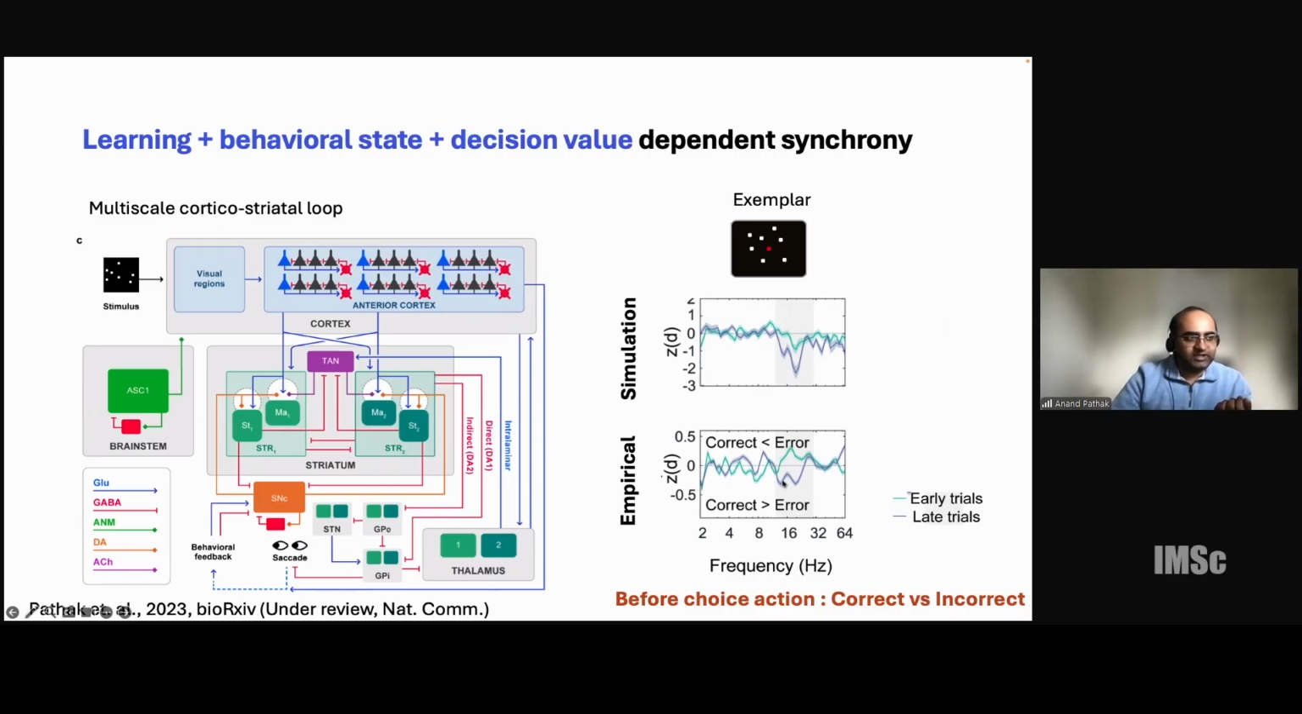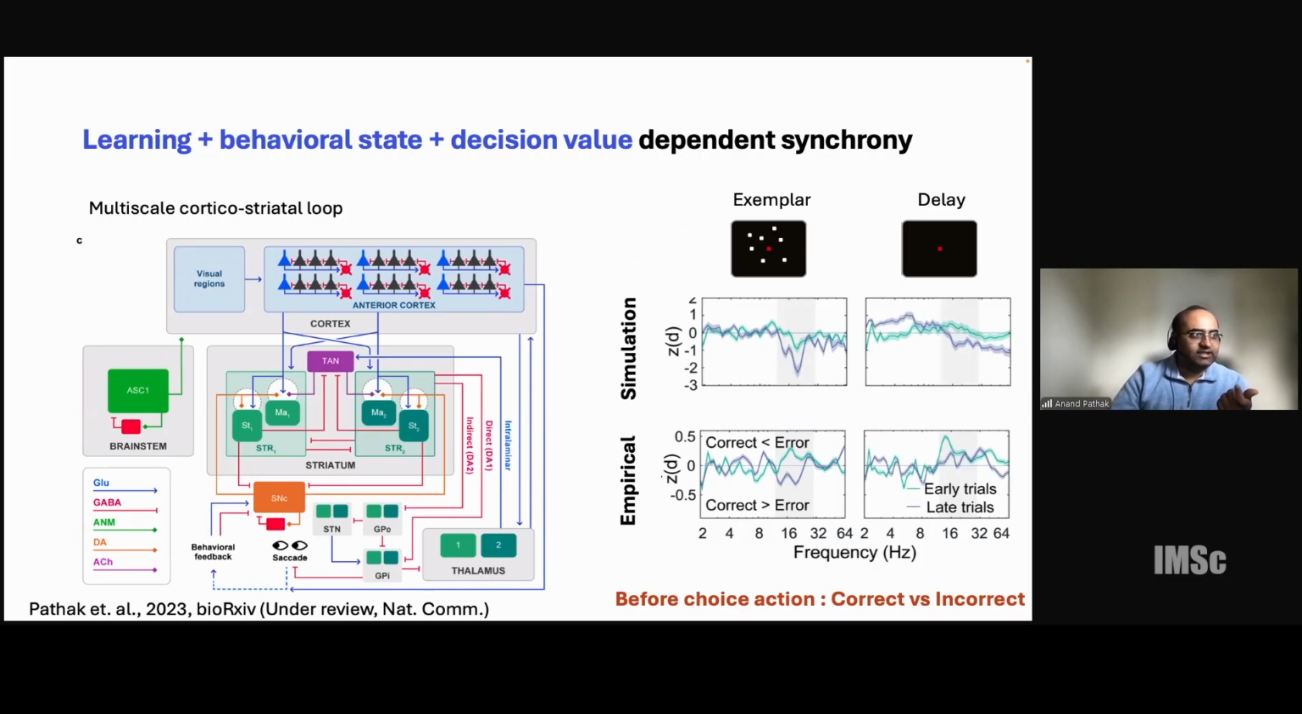In the empirical observation, they have reported this while the exemplar is on and the monkey has not even given the response, so the monkey doesn't know whether it's correct or incorrect. There is some signature in the brain which is telling that it's going to be an incorrect trial. Something similar we observed in the model as well, and that's not something we actually intended. It came out of it, and this change in synchrony is more pronounced during the exemplar phase, not the delay phase. So this made us curious, and we went slightly deeper.